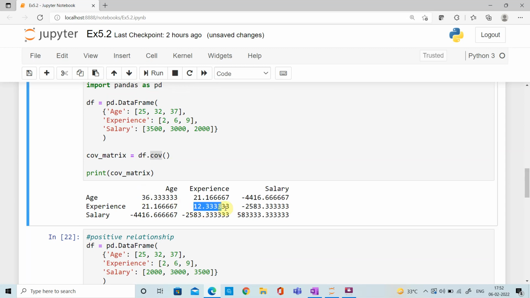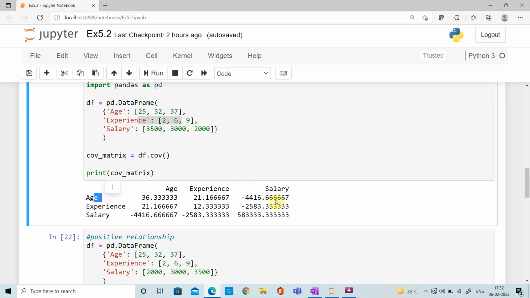The diagonal values represent the variance: age to age variance, experience to experience variance. The other values give you the information on how age and experience, age and salary are correlated. Since when the age increases the experience increases, it is a positive direction correlation. But how strongly correlated, we are not giving. We are giving the variation between age and experience, which is called covariance.